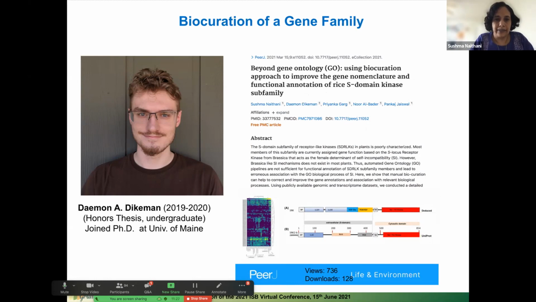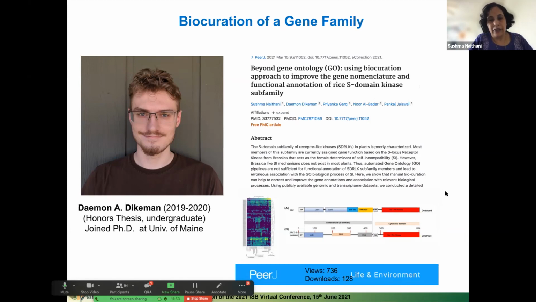It was first characterized in Brassicaceae, and it works as a female determinant of self-incompatibility response in Brassica. Now this type of self-incompatibility is very limited to the crucifer family, and rice is a self-pollinating crop, so SI doesn't exist here. And so what is happening to these 144 genes in rice? Are they redundant? Do they have any functions?